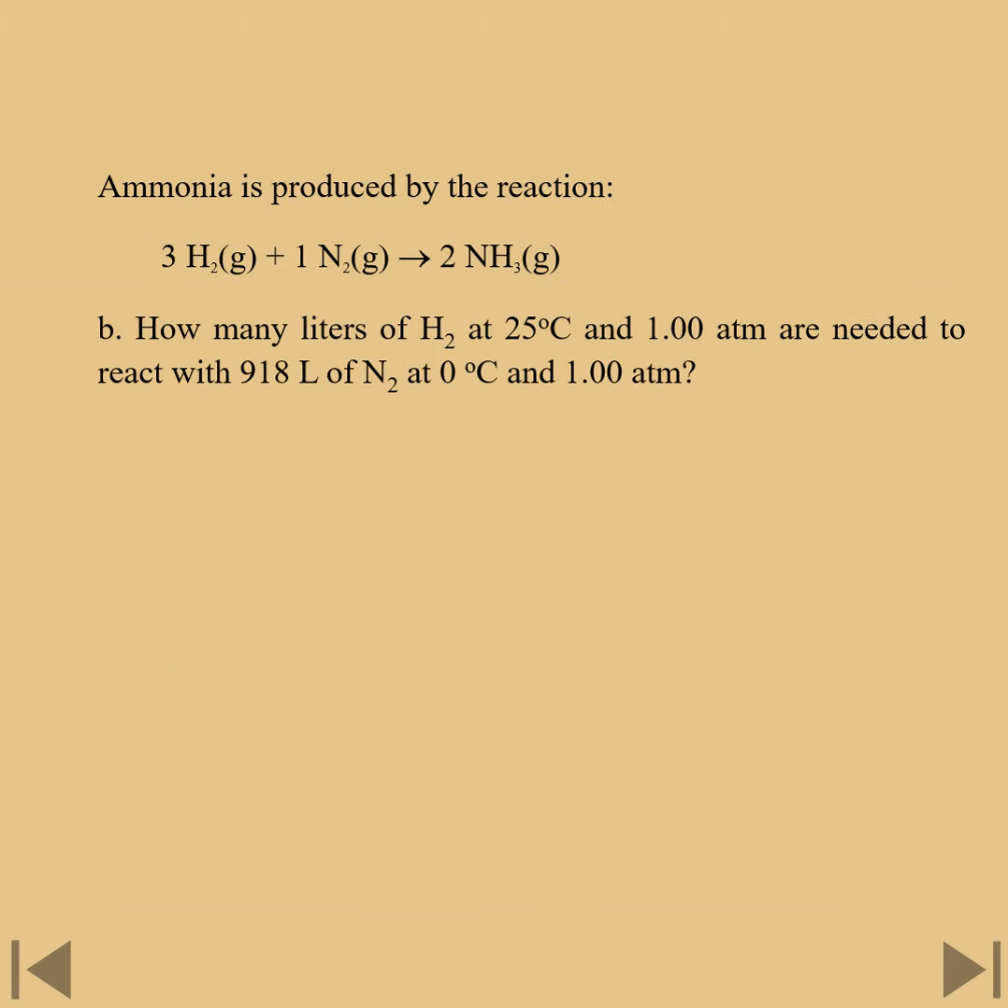Okay, next, ammonia is produced by that same reaction, and now we're asked how many liters of hydrogen at 25 degrees C and 1 atmosphere, not STP, are needed to react with 918 liters of nitrogen at 0 degrees C and 1 atmosphere. This is STP. Okay, but we're given 2 reactants, so it's a limiting reactant problem, but fortunately, at least one of them is at STP, so that's going to minimize our work at least a little bit.